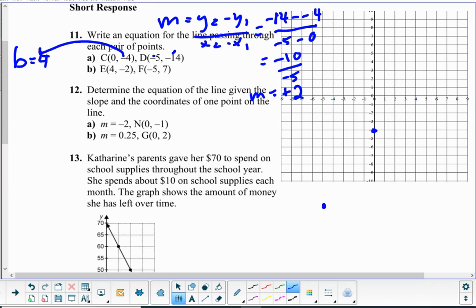Okay, so we have a slope of positive 2 and a b of negative 4. So 11a, y equals 2x minus 4. Oh, I forgot the negative here.